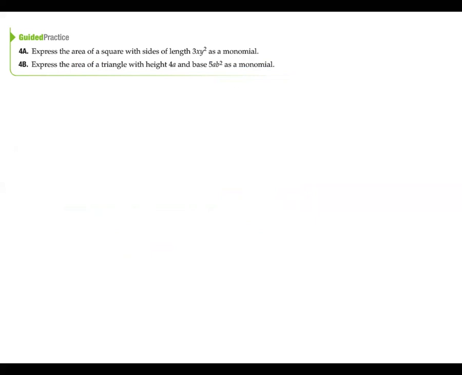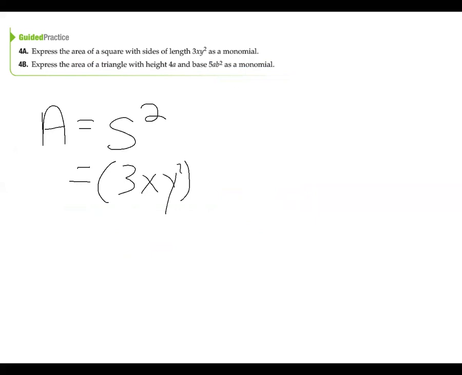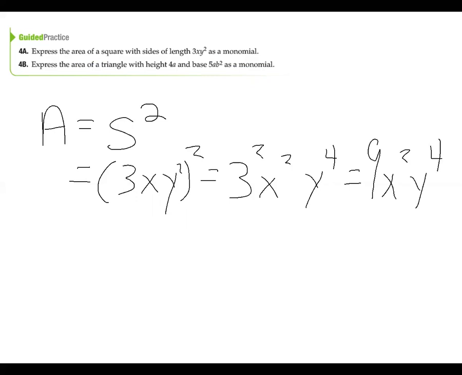All right, I want to express the area of a square with a side length of 3xy^2. So the area of a square is its side length squared. So I have (3xy^2)^2, which is going to be 3^2 x^2 y^4, or 9x^2y^4. So that's 4a.